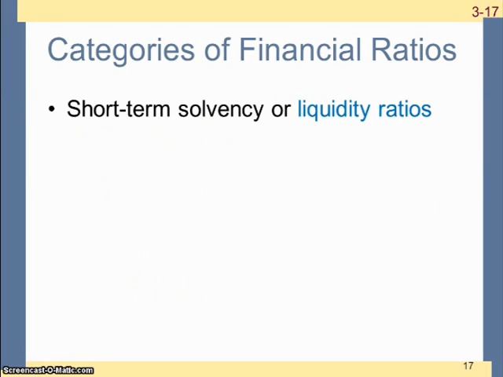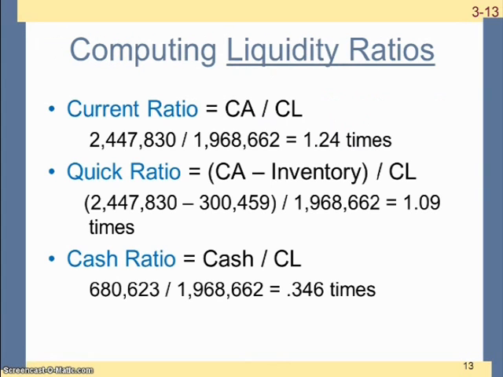Alright, we are going to the first category. There is liquidity ratio. What is meant by liquidity ratio? Liquidity ratio is used to determine a company's ability to pay off its short-term debt obligations. There are current ratios, quick ratios, and cash ratios.